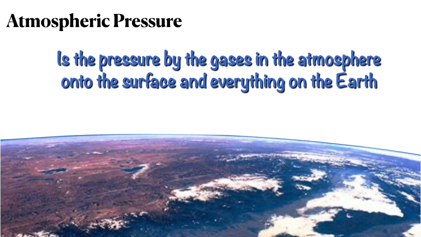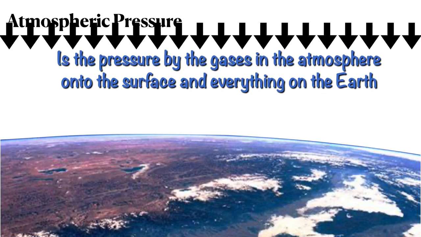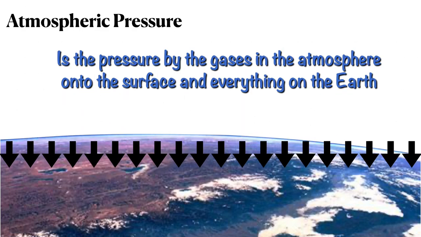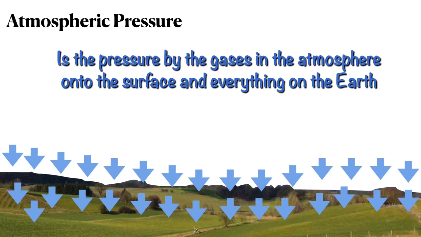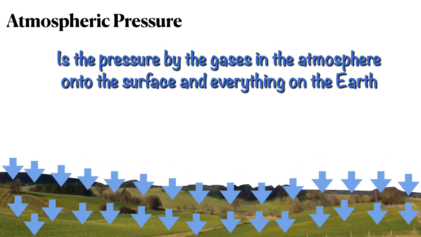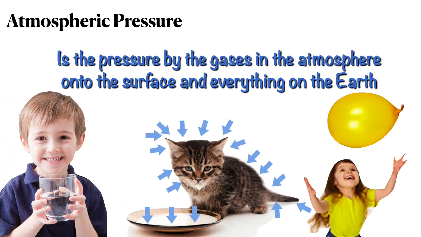By definition, atmospheric pressure refers to the pressure by the gases in the atmosphere onto the surface of the Earth and every single thing on its surface. The arrows represent the continuous pressure exerted on every single point on the Earth's surface.